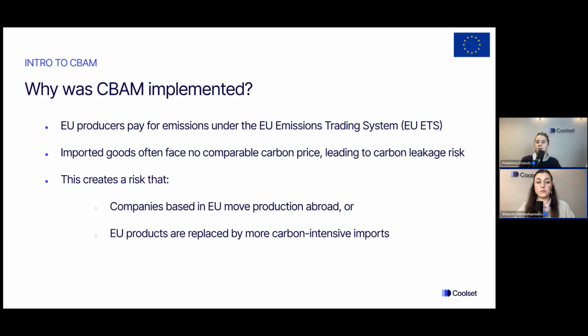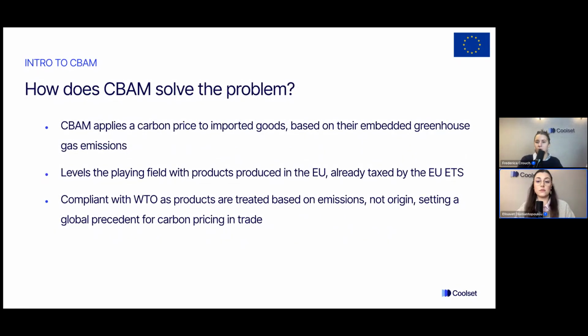And carbon leakage is essentially the risk that either EU-based companies might move their production abroad to a country where they won't have to pay such costs, or EU products will be replaced by more carbon-intensive imports, again, due to a lower market price. So CBAM is implemented to level the playing field and the price of goods and contribute to a wider decarbonisation regime. And how does it solve the problem?